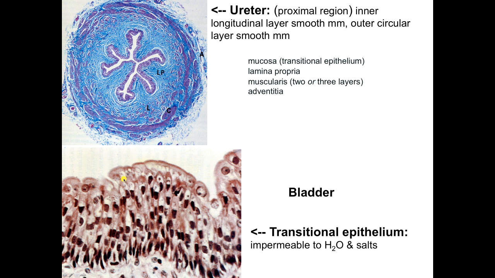This is a higher power view of the mucosa of the bladder, and the mucosa of the bladder would look very much like the proximal region of the ureter. It would have a transitional epithelium. You can see these large dome-shaped cells. This transitional epithelium is impermeable to water and to salts.